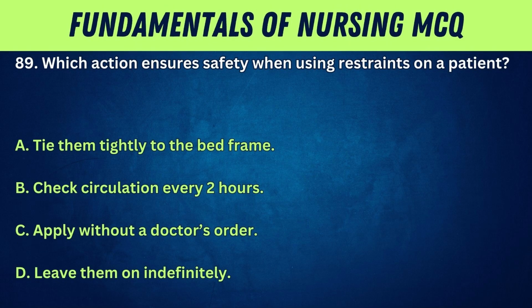89. Which action ensures safety when using restraints on a patient? A. Tie them tightly to the bed frame. B. Check circulation every 2 hours. C. Apply without a doctor's order. D. Leave them on indefinitely.